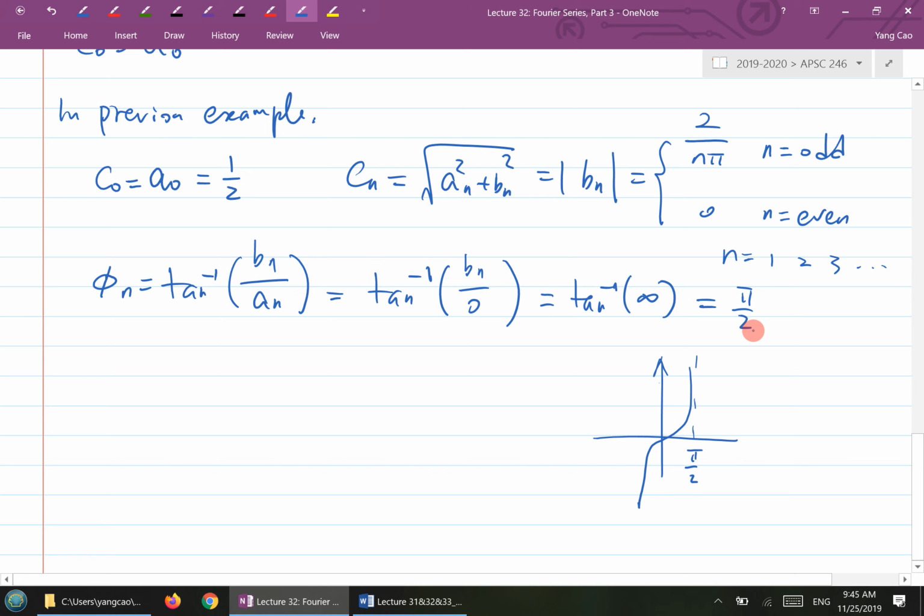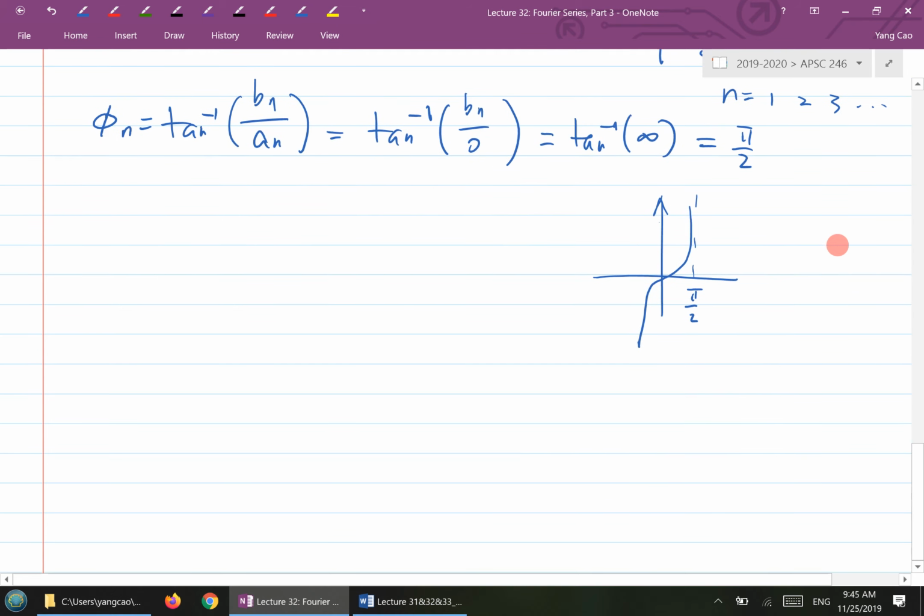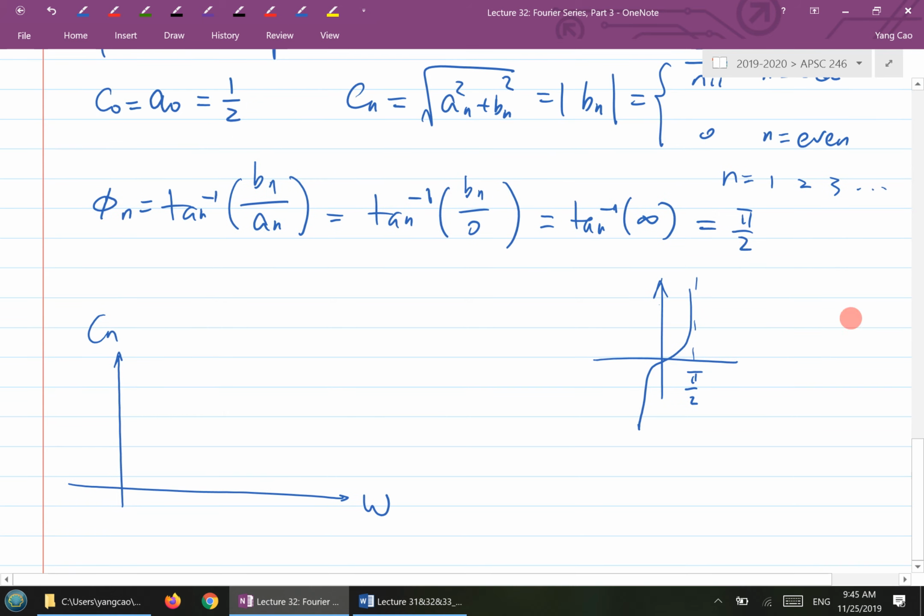So then we've got Cn, we've got phi n. Then we actually can plot our Cn and phi n versus omega. So if I plot Cn, I start plotting from C naught. C naught is 1 over 2. That's when omega equals 0. So you get 1 over 2 here.